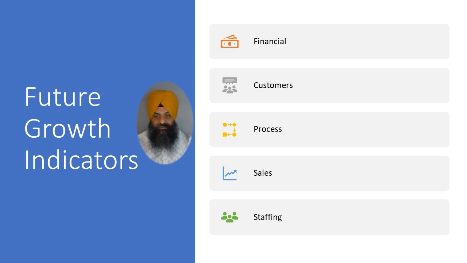Sales indicators help in leveraging non-financial information to understand the sales process. Staffing indicators measure how efficiently and effectively the organization uses its human capital. It helps to maximize deliverables and minimize the production cost.